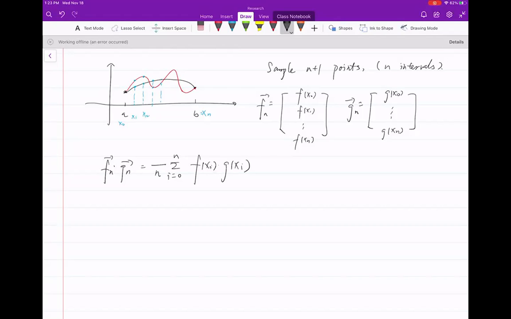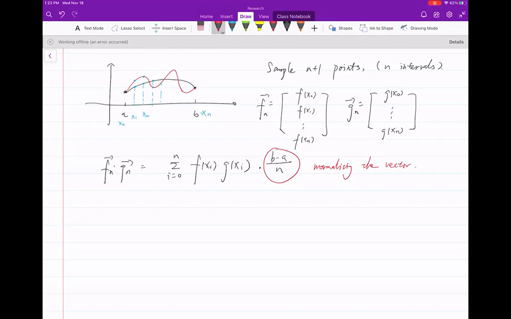Moreover, you need to consider the density of the points. So technically, what you should multiply by is (b minus a) divided by n. This part is called normalizing the vector. Otherwise, the longer the vector, the bigger the correlation, which certainly is not what we want. Sounds good?